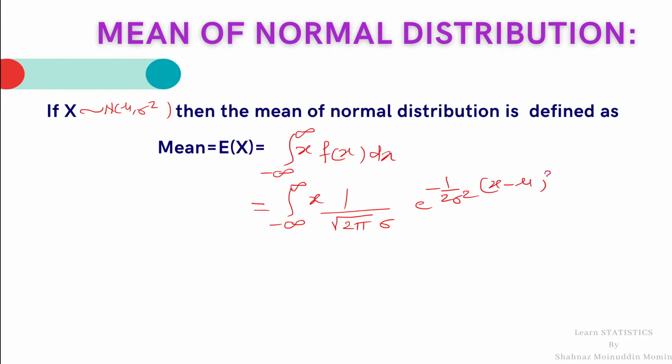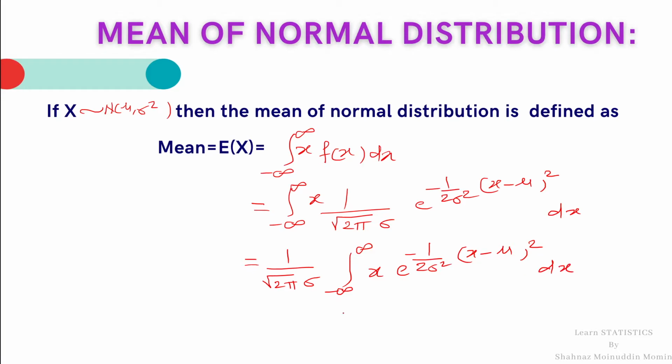mu) whole square dx. In order to simplify the integral, we take constants outside the integration: 1 upon under root 2 pi sigma, integration minus infinity to infinity x into e raised to minus 1 by 2 sigma square (x minus mu) whole square dx. This is the integral of the product of two functions, x and e raised to minus 1 by 2 sigma square (x minus mu) whole square.